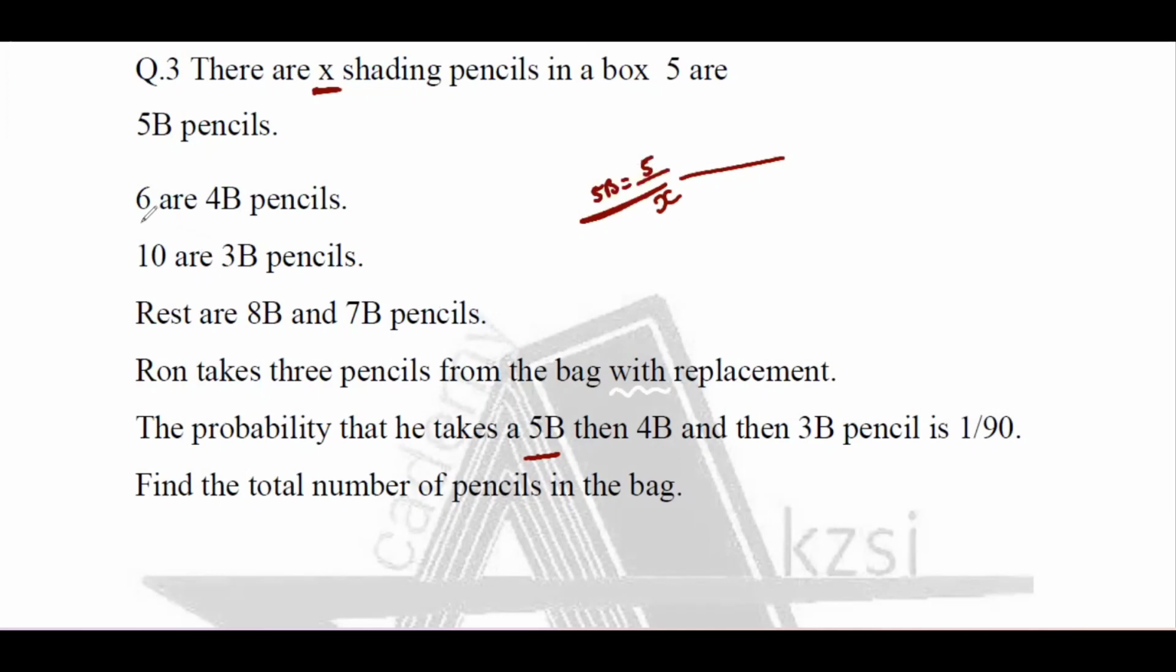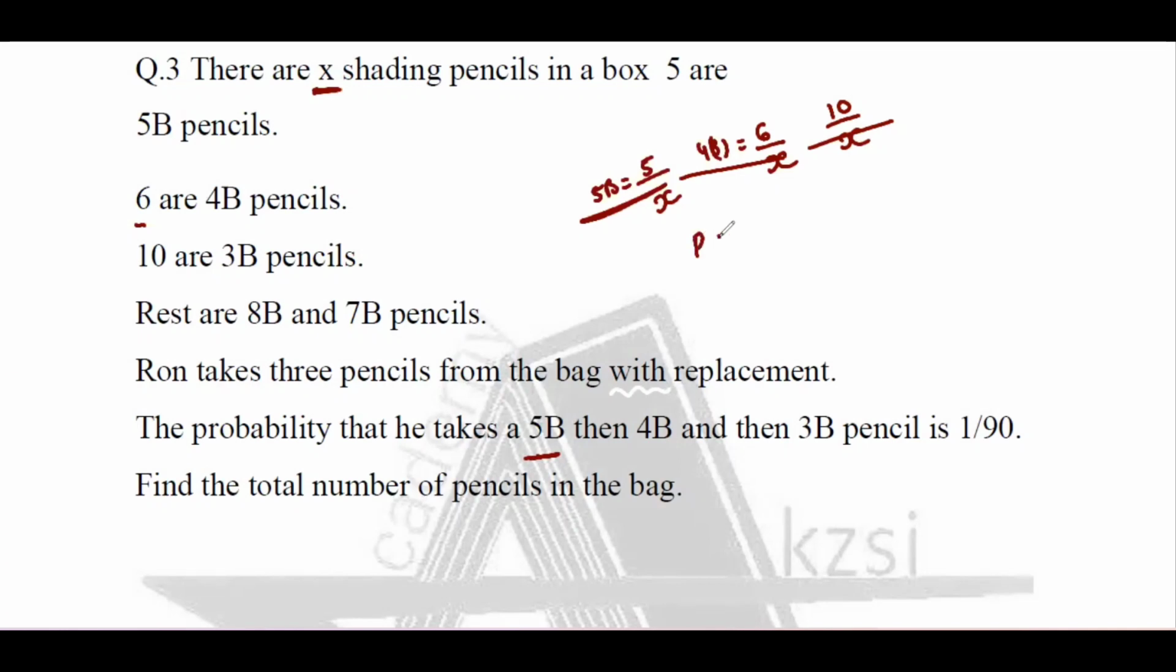Now the number of 4B pencils is 6. So the probability of picking a 4B pencil is 6 over X. It will remain as it is because the replacement is there. Then after he has chosen a 3B pencil, the probability of picking a 3B pencil: how many 3B pencils are there? 10 3B pencils are there. And out of X, X remains the same, the total number of pencils will remain exactly the same.